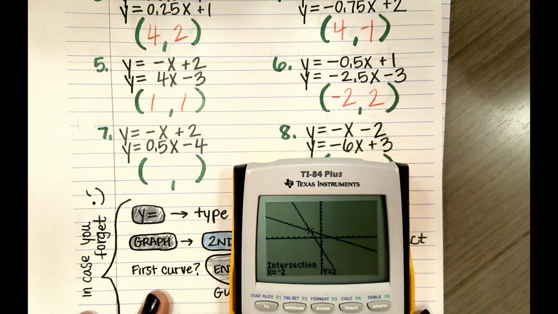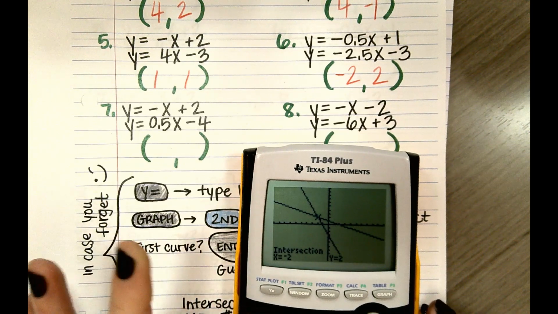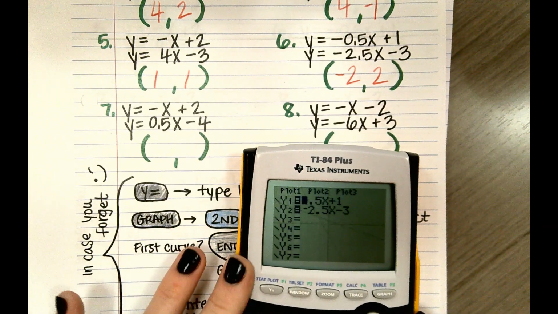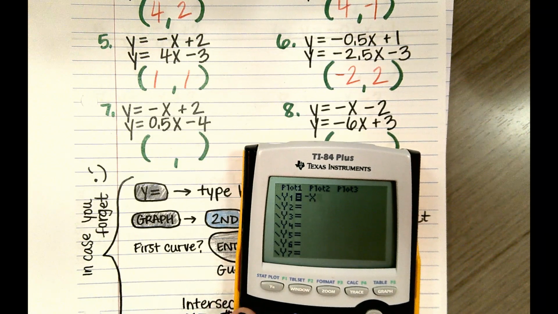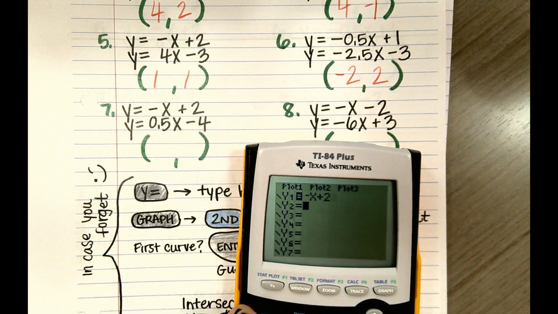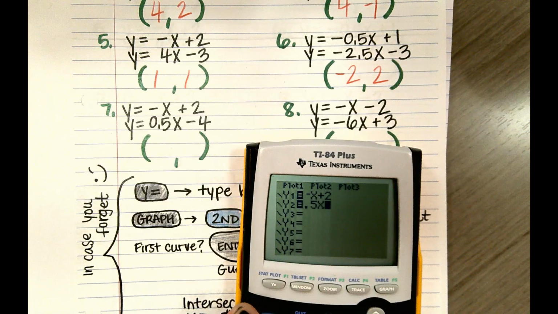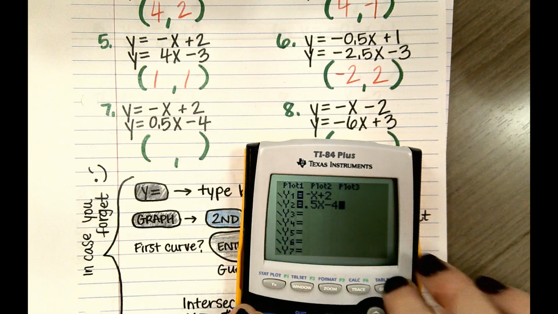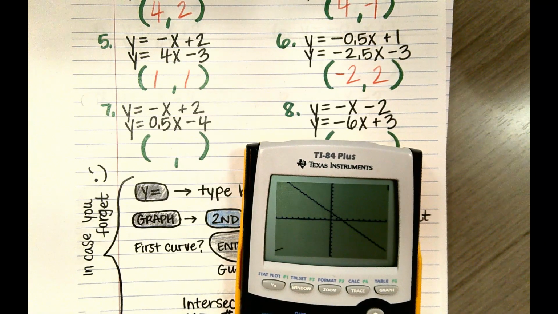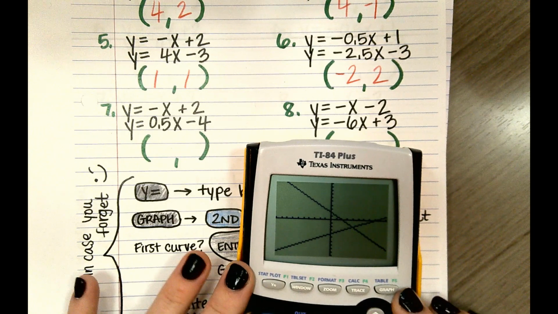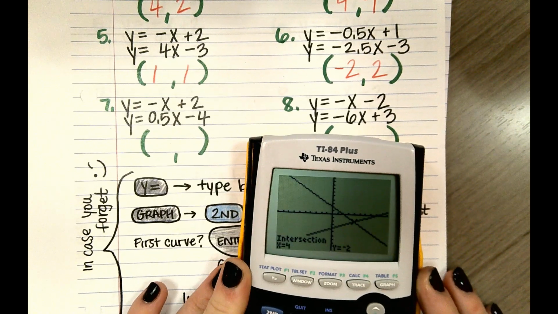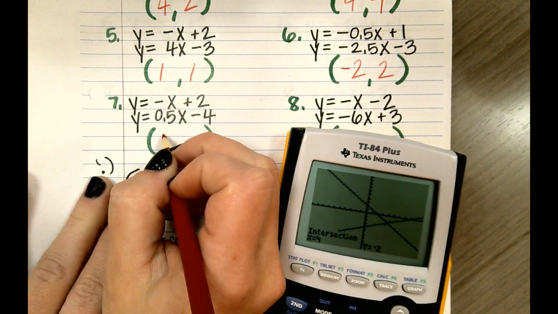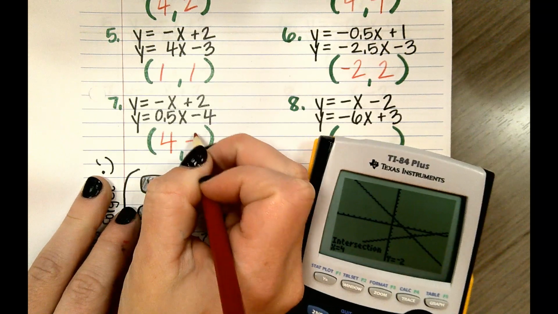Okay. 2 more. Clear. Y equals, clear now. Negative x plus 2 and 0.5x minus 4. Graph. On number 7, second trace, 5. Enter, enter, enter. 4, negative 2. Backwards. That's what I got. You got it backwards.